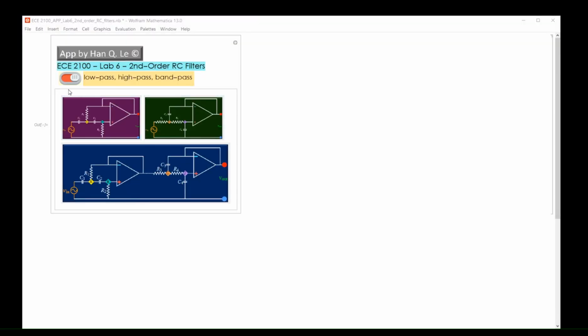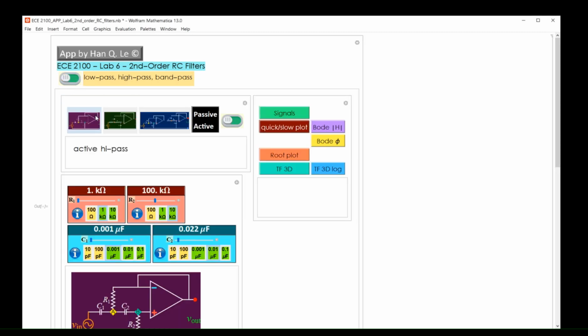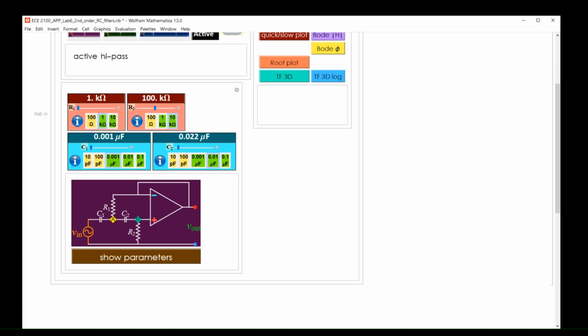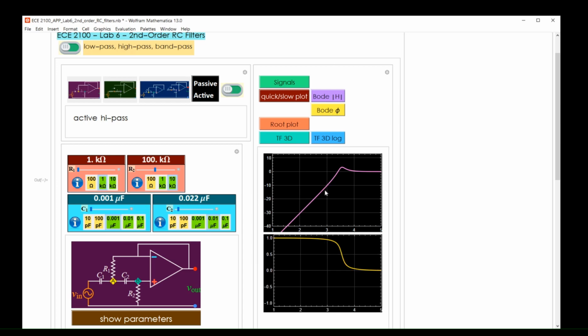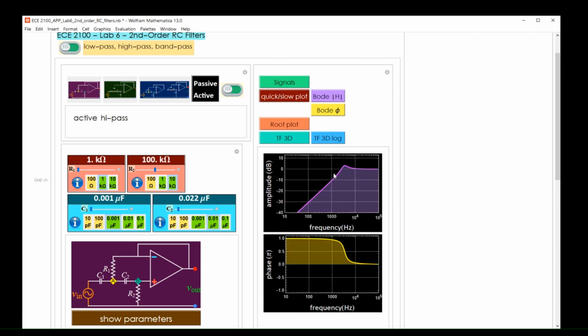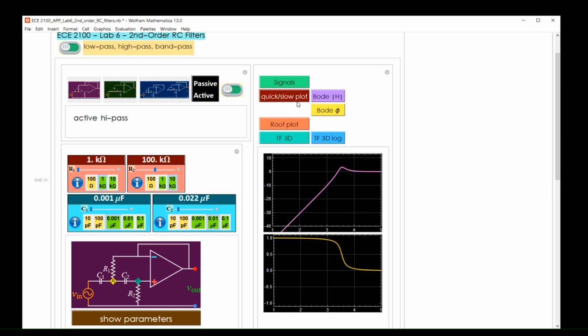This app calculates the high-pass, low-pass, and band-pass filter circuits. Consider the high-pass filter. A useful item to view is the frequency response, that is, Bode plots for magnitude and phase. There are options for fast plot for slower CPU, and for more elaborate graphics but can be slower.